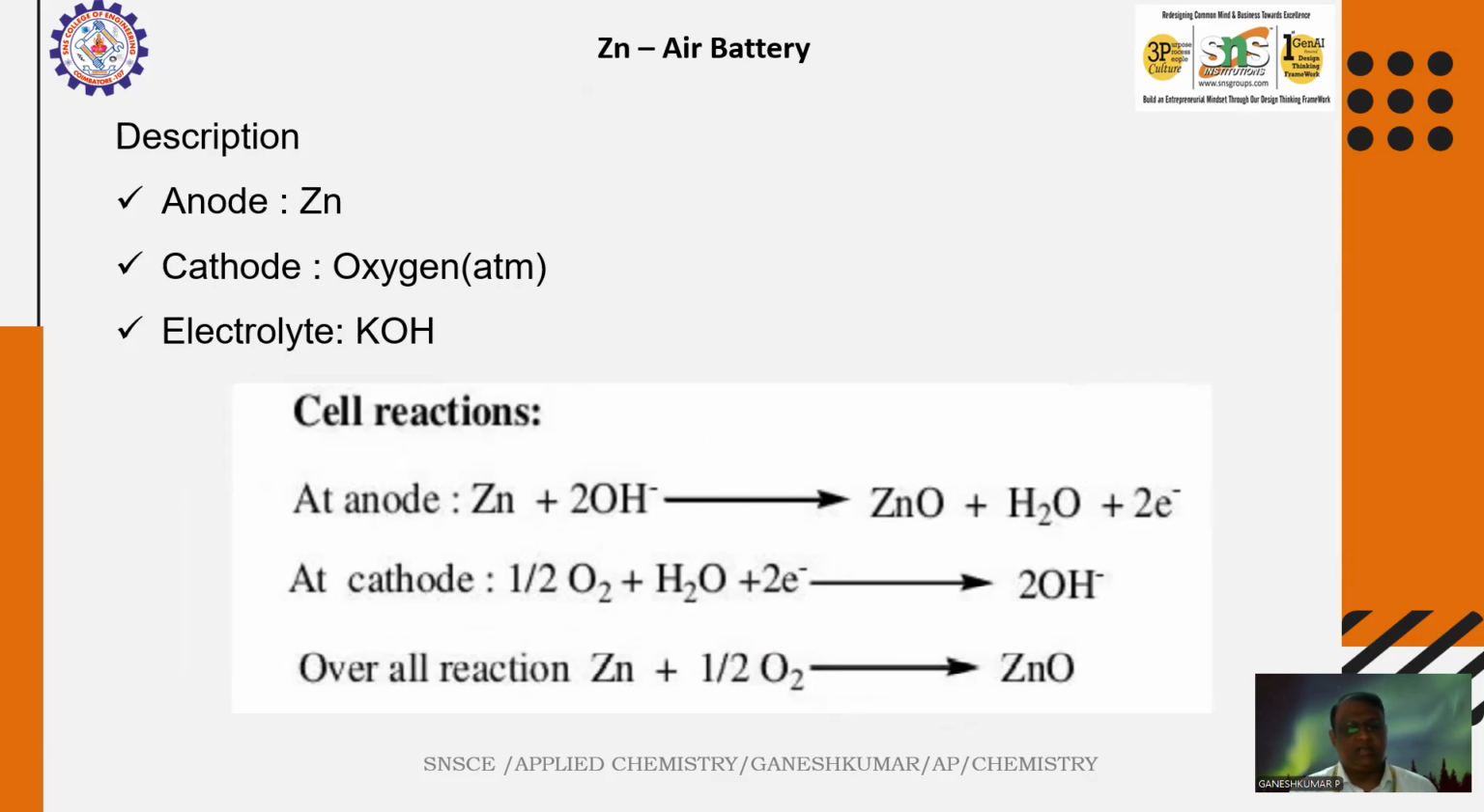In the overall reaction, at the anode, zinc undergoes oxidation and combines with the hydroxide ions from the potassium hydroxide, producing zinc oxide, water, and electrons. The electrons are taken up by the oxygen and water, which again reproduces 2OH-, so that the potassium hydroxide electrolyte gets balanced. Only oxygen undergoes a reduction reaction, and the overall reaction is found to be zinc plus oxygen gives zinc oxide.